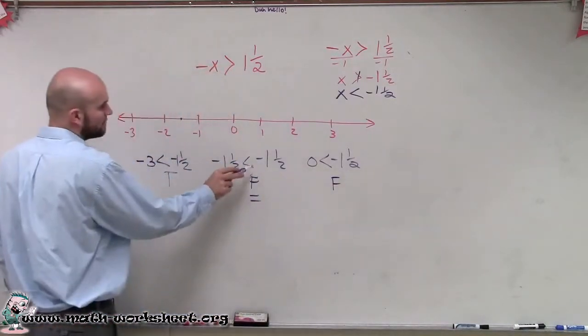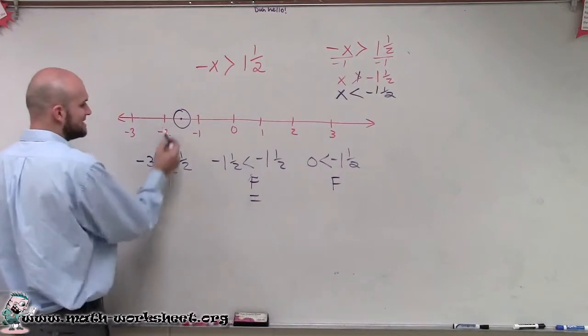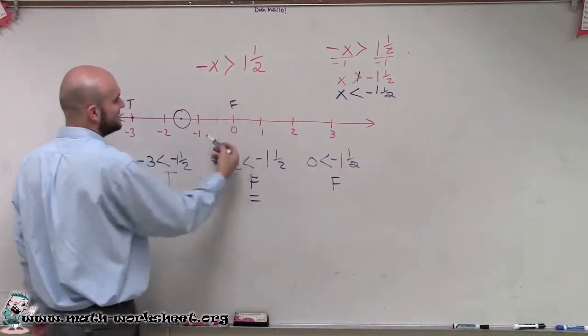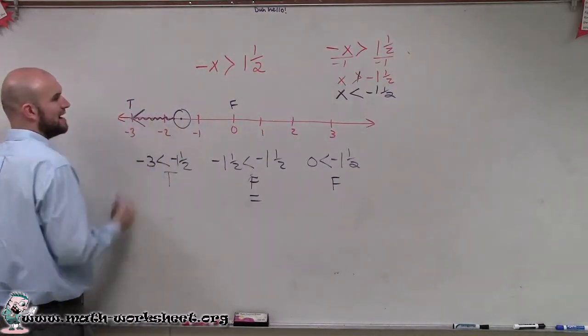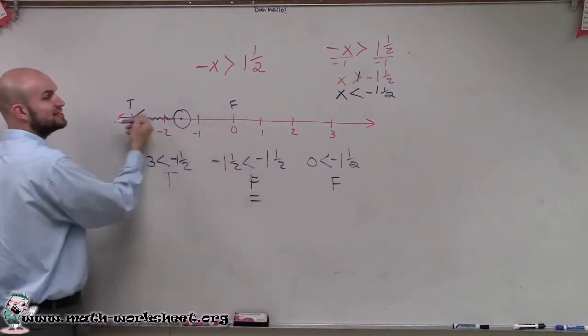So when the point that I'm picking is false, that means I'm going to have an open circle. But since it's true at negative 3 and false at 0, I shade towards where it's true. So my final answer is going to be an open circle at negative 1 1/2 and then shading to the left.